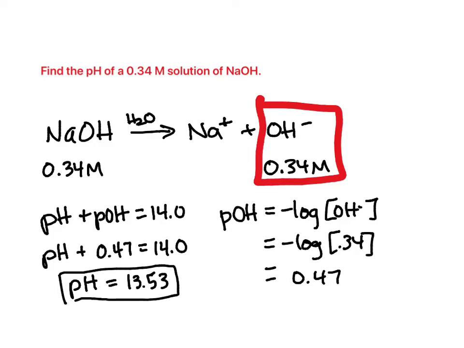So that's our answer. And just as a double check, remember we started by saying we know this problem is about a base because the formula ends with OH, and so we would want to make sure that its pH is higher than 14, and it is here.